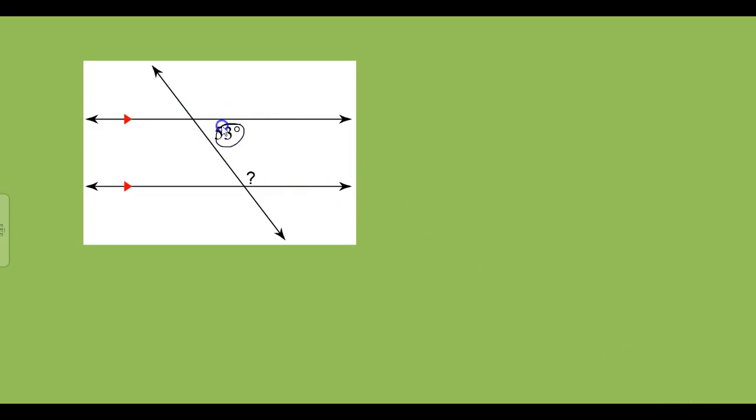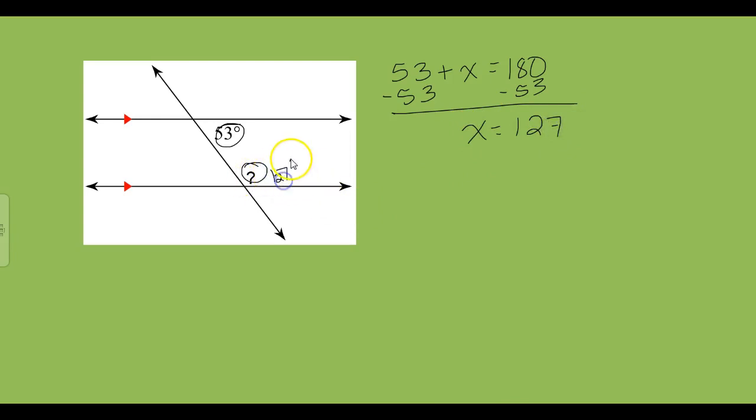If you look at this angle pair, they are same side interior angles. We know that same side interior angles add up to equal 180 degrees. So we know 53 plus that missing angle equals 180 degrees. If I subtract 53 from both sides, x equals 127. So this angle would be 127 degrees, and it makes sense because 53 plus 127 is 180.